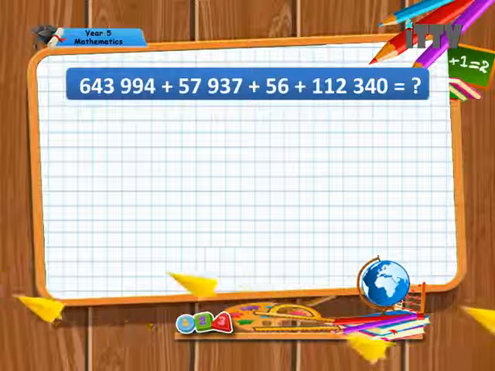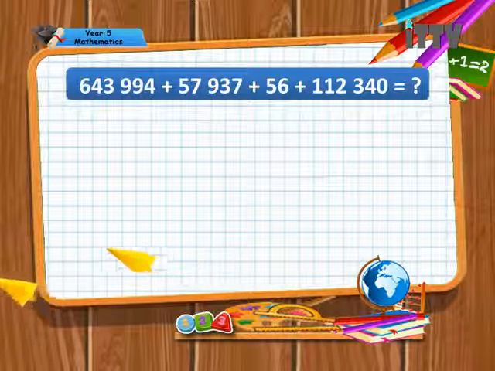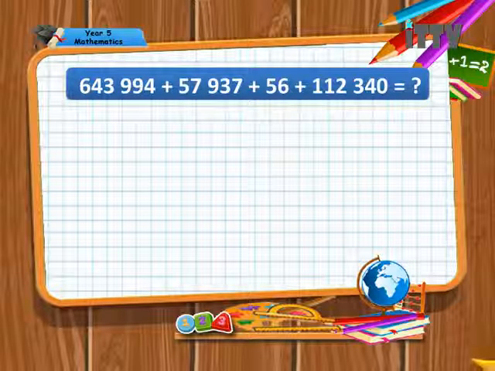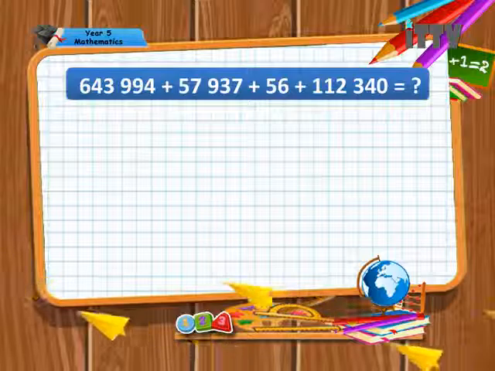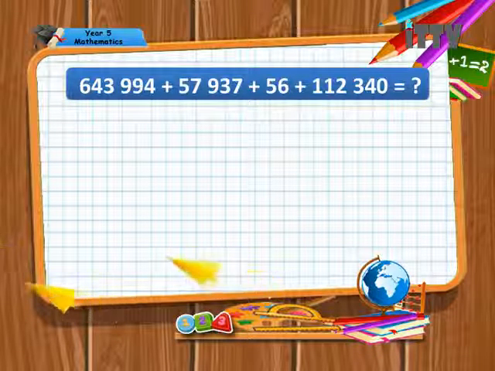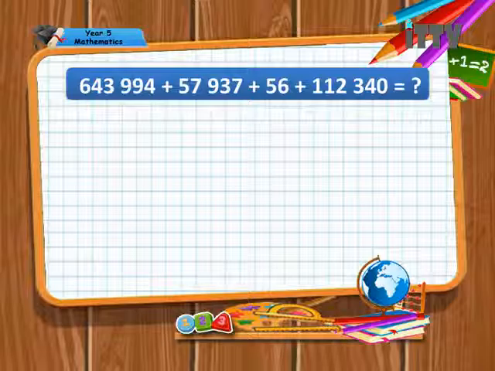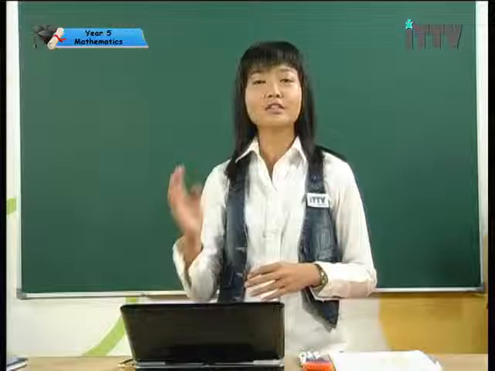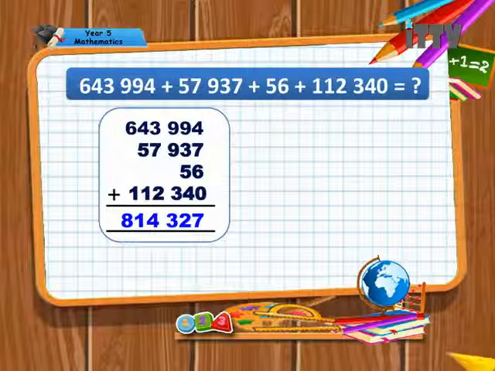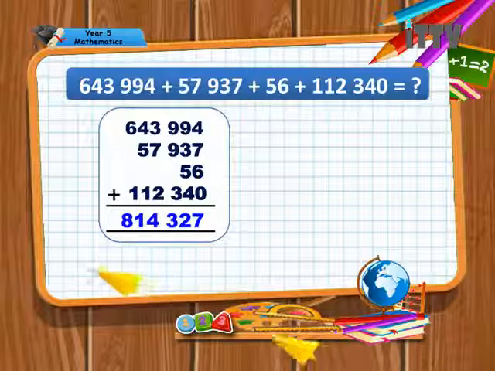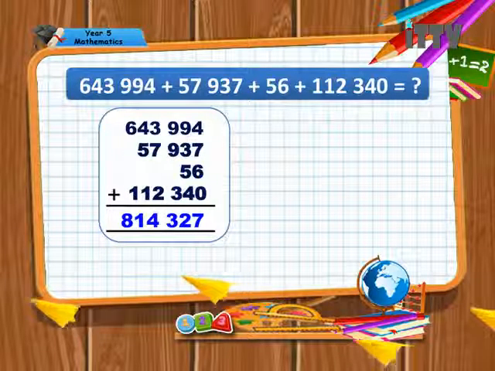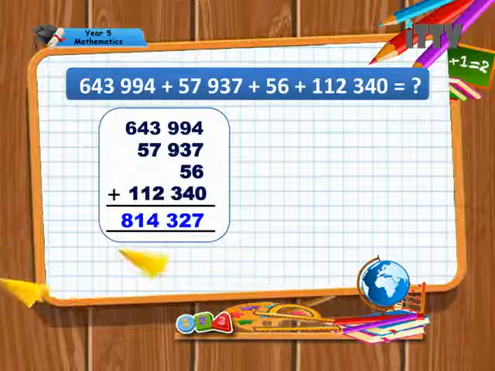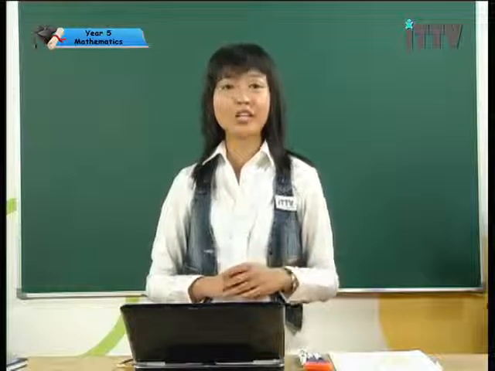643,994 plus 57,937 plus 56 plus 112,340. Now what do you do? You arrange them together in the vertical form and you add from the right to the left. Okay, and here's the answer. Did you get this number? 814,327.